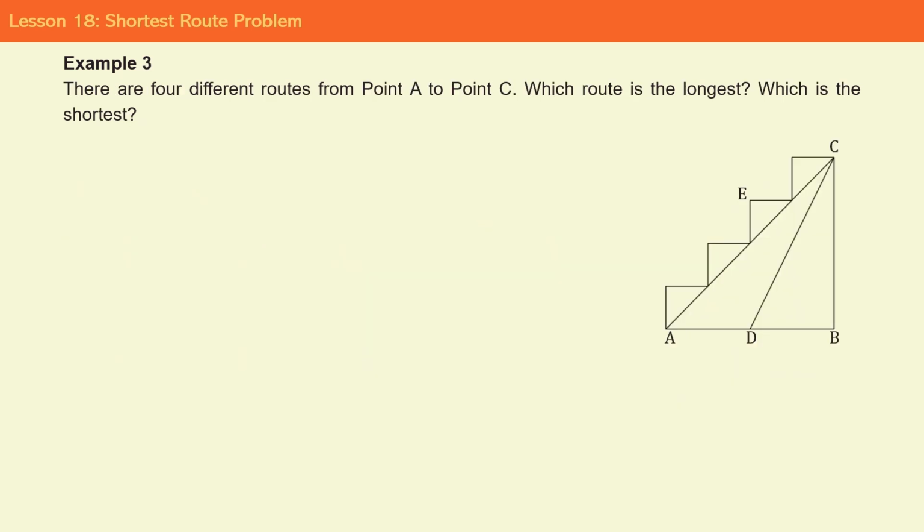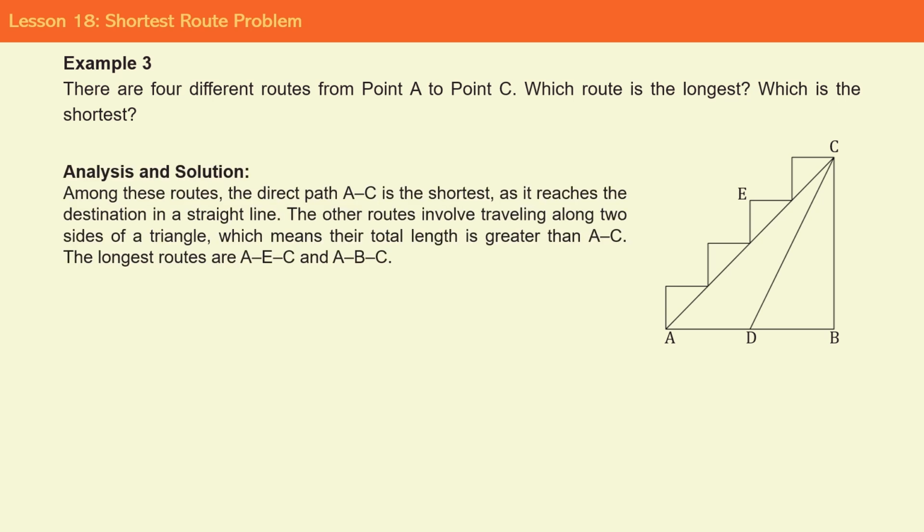Example 3. There are 4 different routes from point A to point C. Which route is the longest? Which is the shortest? Among these routes, the direct path AC is the shortest, as it reaches the destination in a straight line. The other routes involve traveling along two sides of a triangle, which means their total length is greater than AC. The longest routes are AEC and ABC.